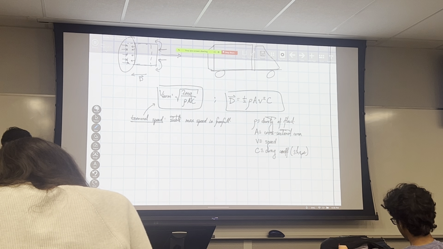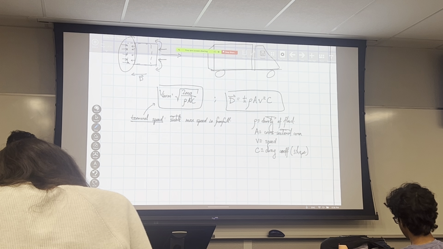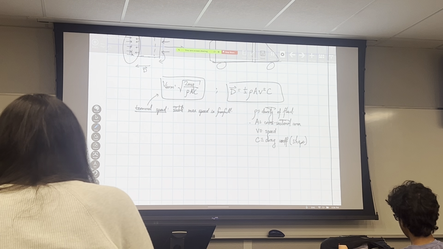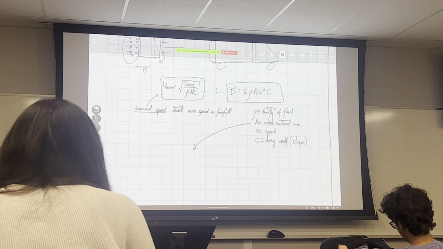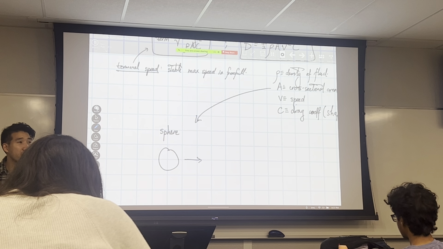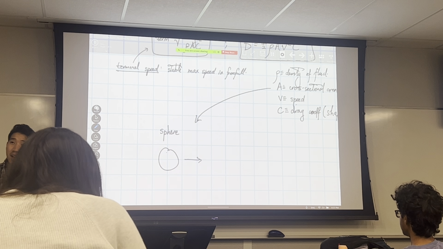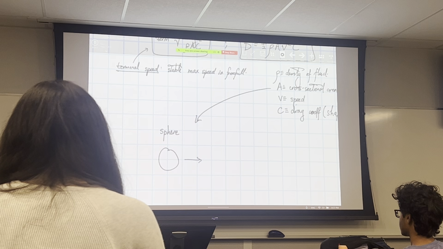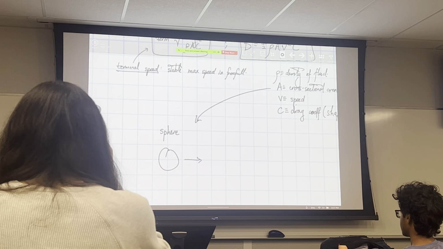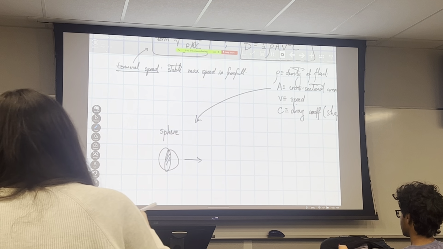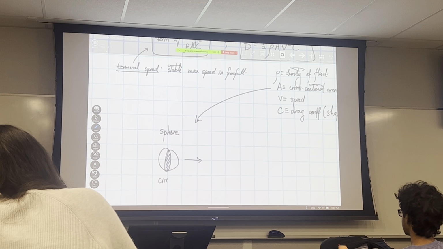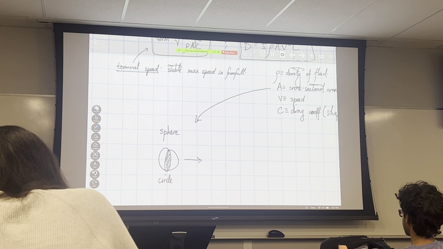Now, we need to be precise about this cross-sectional area, and this will be the last thing that I discuss. What is the cross-sectional area? For a sphere, let's say a sphere is moving in this direction. What is the cross-sectional shape? It would be a circle. So the cross-sectional area is going to be pi r squared.